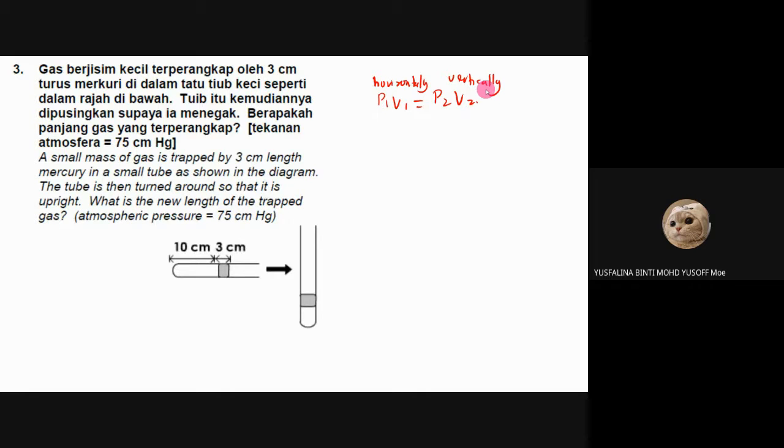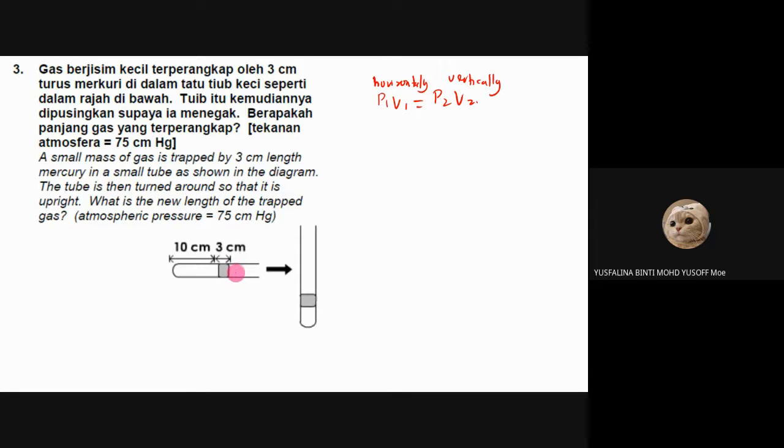Alright, so how do you get 75 plus 3? Can I know? How do you know that you have to add 3 there and that one you don't need to add? The pressure from the mercury, and another one is the pressure from the 75. Yes, very good, Shonji.